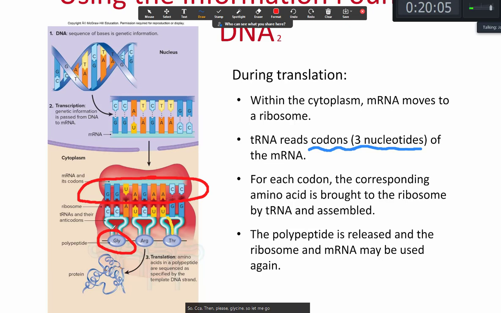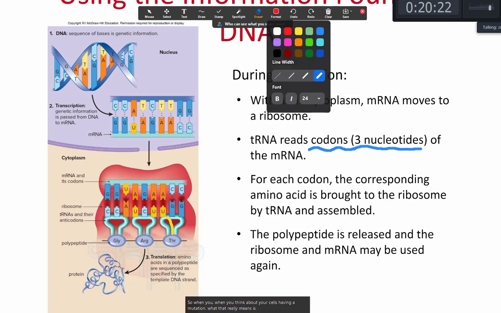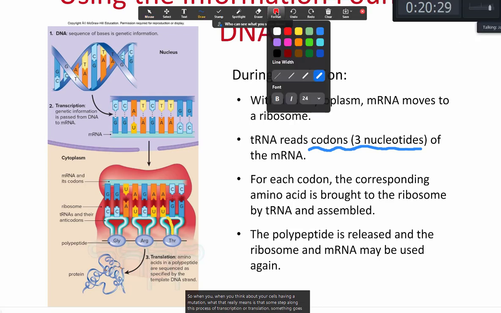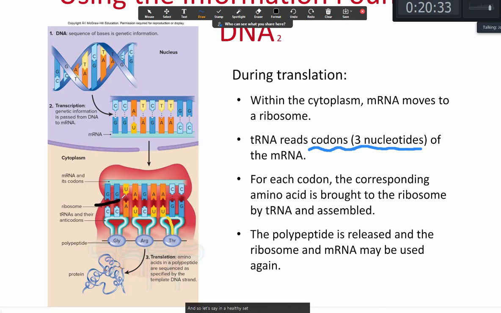So let me go back to what we just talked about with cancer, right? So you just talked about the fact that cancer is a mutation. Cancer is when cells divide uncontrollably, all that bad stuff. So when you think about your cells having a mutation, what that really means is that some step along this process of transcription or translation, something goes wrong. All right, and so let's say in a healthy cell, we need GGU, AGA, ACC. This is the 3 sets of codes that we want. But because you were exposed to a nuclear bomb or radiation, or maybe you ate some chemicals that got into your system, that toxin, that carcinogen, caused the ribosome or caused your DNA to get damaged.